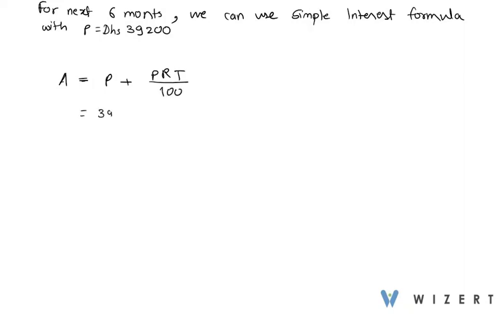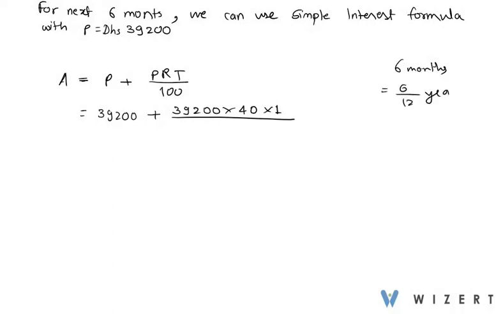So 39,200 plus, let's see, 39,200 multiplied by 40 multiplied by 1 by 2. T is 6 months. So 6 months can be written as 6 by 12 years, which is half years. So this 2, 1 by 2 from 1 by 2 will go in the denominator, which will make the 100 as 200.